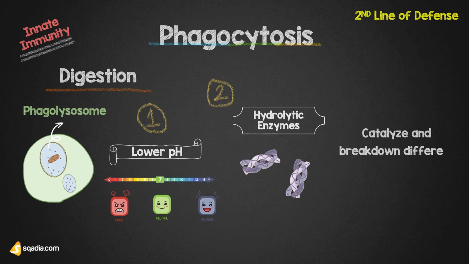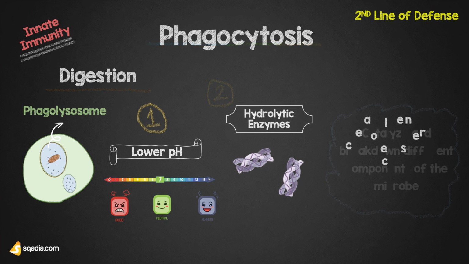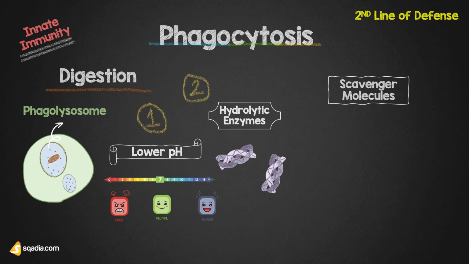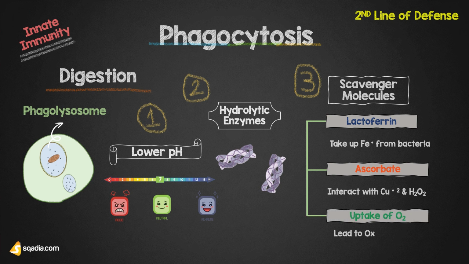It can also neutralize the microbes through hydrolytic and digestive enzymes. The phagolysosome contains a number of enzymes such as proteases, lipases, and lysozymes. They act on the trapped microbe and hydrolyze the microbial proteins, lipids, and the cell wall peptidoglycan. The third mechanism of digestion involves scavenger molecules. Some examples of these scavenger molecules are lactoferrin, which sequesters the iron required by some bacteria, and ascorbate, which interacts with copper ions and hydrogen peroxide and can be bactericidal.